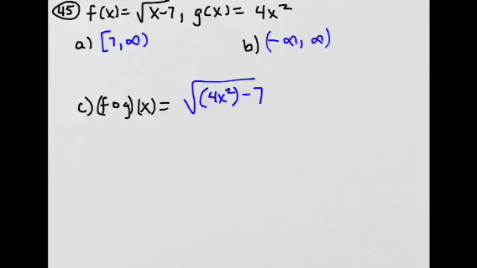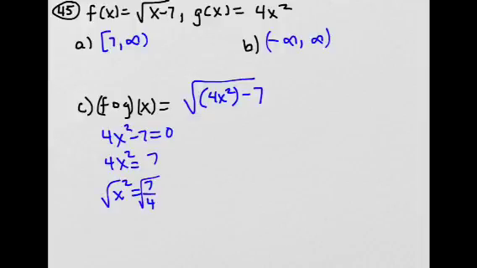And then we're looking for what makes this 0 in here. Okay, and we want to find the boundary point or points. So let's go ahead and set it equal to 0 and solve. So then add 7 to both sides, divide by 4 on both sides, and then take the square root of both sides. So then x is plus or minus square root of 7 over 2.